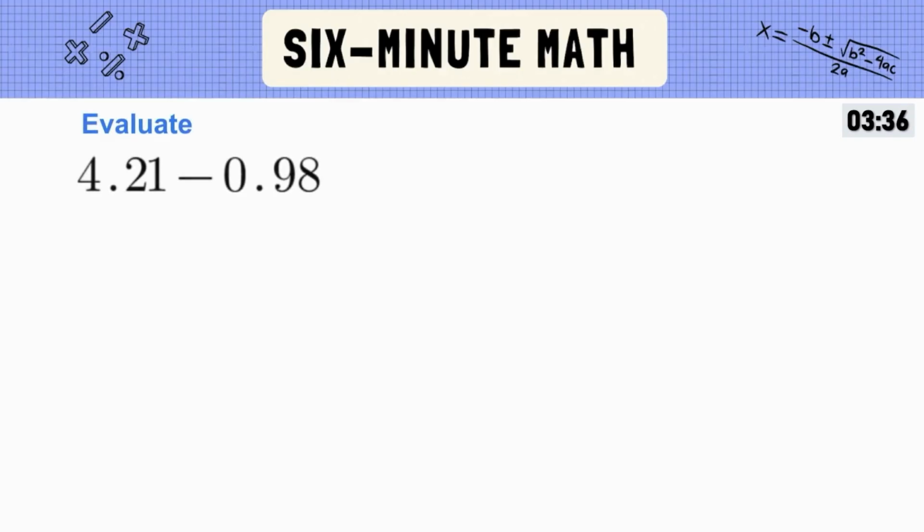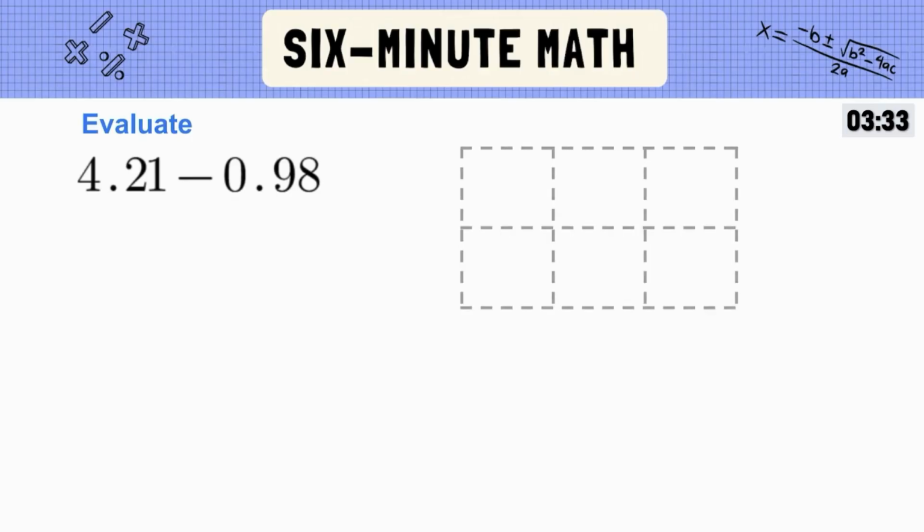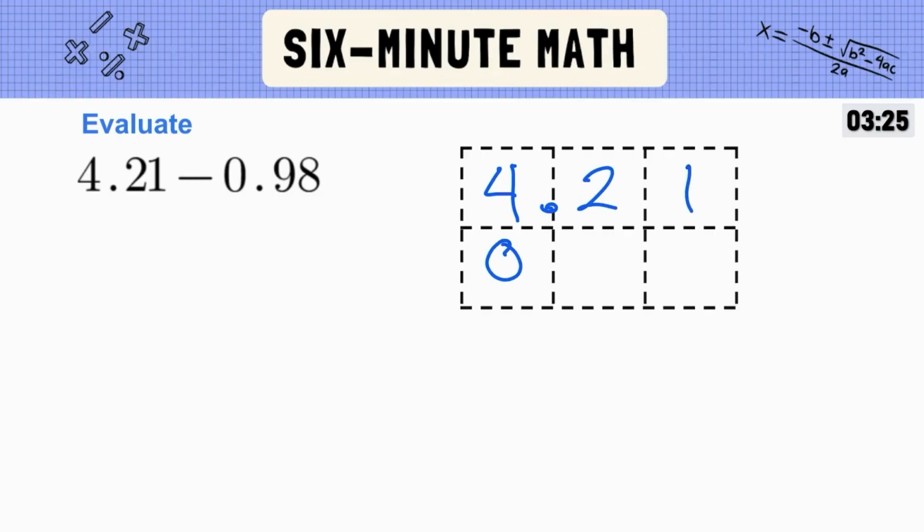Let's evaluate 4.21 minus 0.98. Again, I have a place value chart, 4.21 and 0.98. In this case, I am going to subtract 1 minus 8. I cannot do that, so I need to borrow from the neighbor. I can now do 11 minus 8 is 3. On to my next place value. I have 1 minus 9.